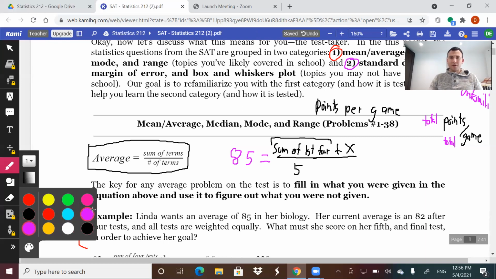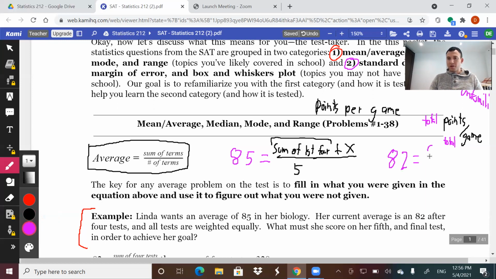Here's something else we can fill out. If her current average after 4 tests is an 82, that's 82 equals the sum of every test she's taken, adding up all the points, divided by the total number of tests, which is 4. So we can figure out the sum of those first 4 tests, just 4 times 82. I think we're looking at 328 here, because 4 times 8 is 32, 4 times 80 is 320, and then add another 8, so 328 is the sum.